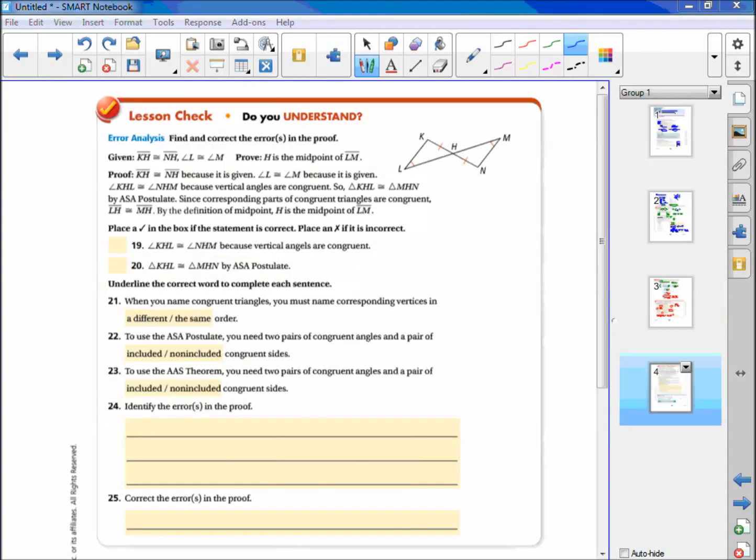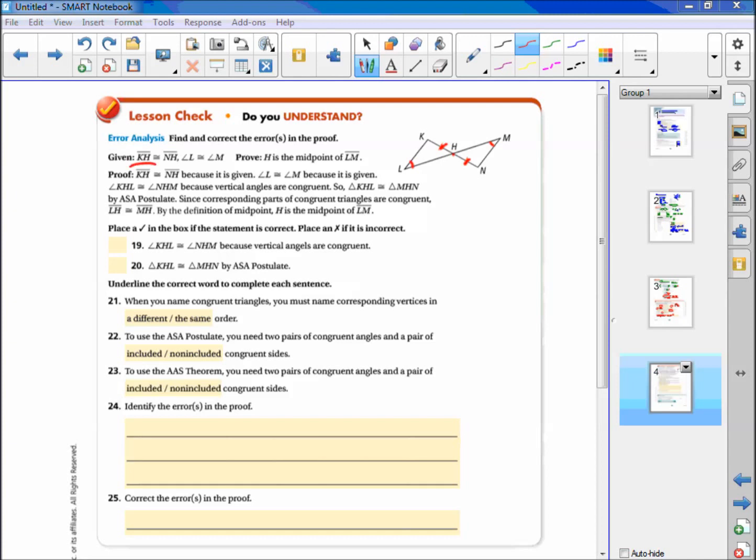In our lesson check on the third page, we have to find the error in a proof that was written here. We are given KH is congruent to NH, so we have one set of congruent sides. And angle L and angle M are congruent, so we have one set of congruent angles. We're asked to prove that H, this point in the middle here, is the midpoint of LM. If it's the midpoint of LM, then LH and MH should be congruent to each other.